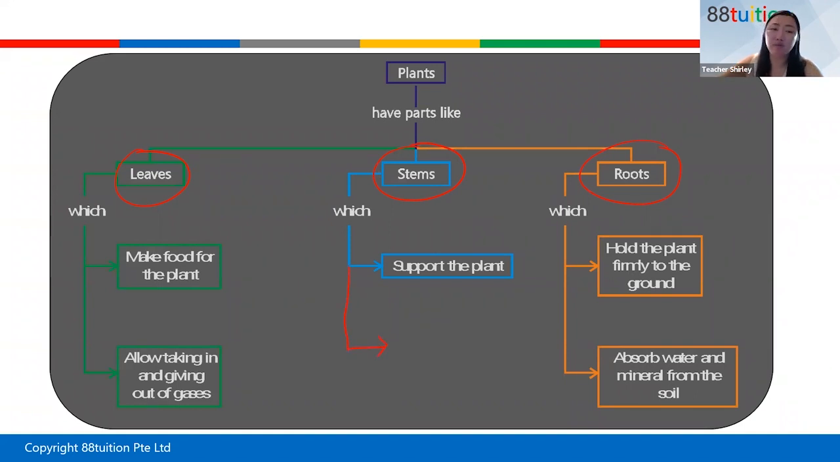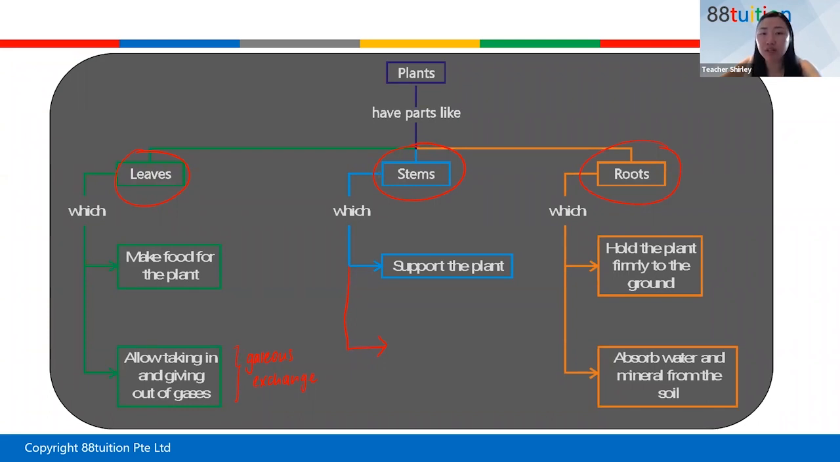So for leaves, of course, it's to make food for the plants, right? Because the leaves contain chlorophyll in them and they are able to help the plants to trap light to make food. And secondly, the leaves also allow taking in and giving out of gases. So basically, this one is called gaseous exchange.